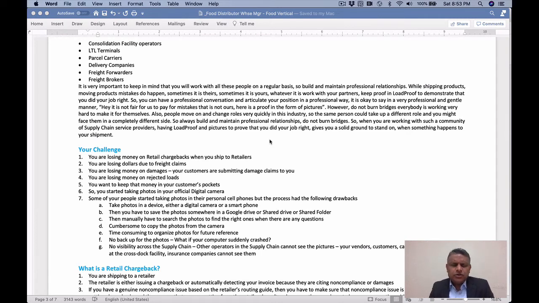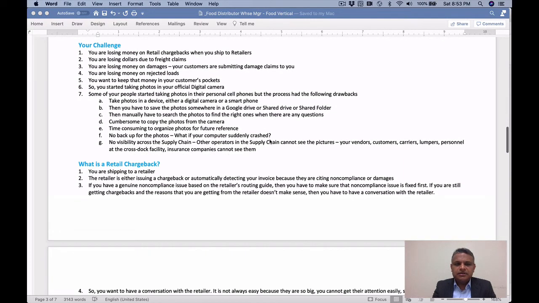So your challenge: you're losing money on retail chargebacks when you ship to retailers. You're losing dollars due to freight claims. You're losing money on damages. Your customers are submitting damage claims to you. You're losing money on rejected loads. That happens quite a bit in the food business. We heard from a customer where there was this cheese that was spilled all over, and the person on the receiving end got so upset and just rejected the load. Right, and you want to keep the money with you or your customers' pockets, right?